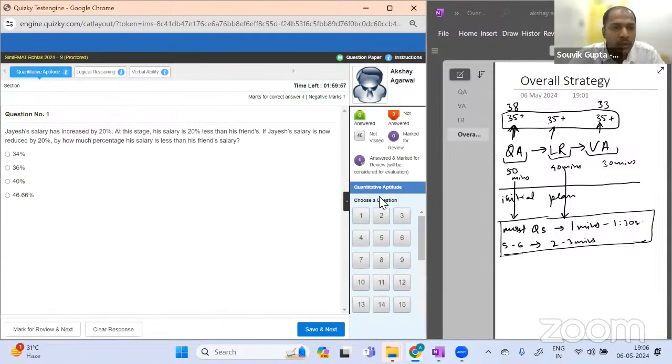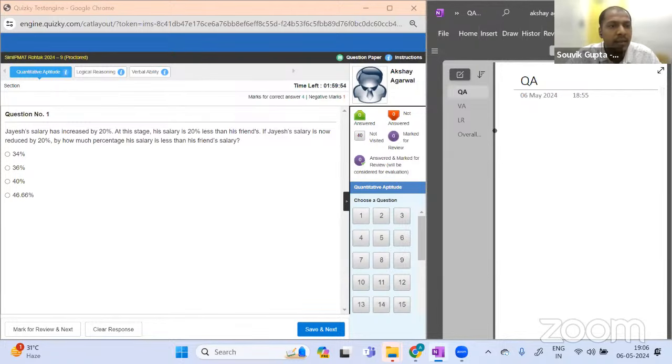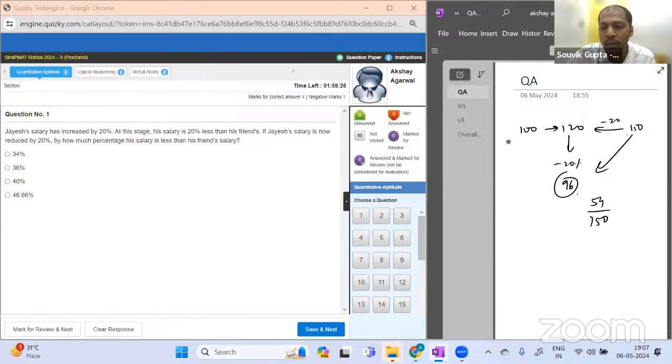I'm on the QA section. Jayesh's salary increased by 20%. At this stage, his salary is 20% less than his friend's. If Jayesh's salary is now reduced by 20%, by how much percentage is it less? Let Jayesh's salary be 100. It became 120, which is 20% less than the friend's salary, so the friend's is 150. Now this is further reduced by 20%, so it becomes 96. 96 is what percentage less than 150? 54 over 150, that is 108 by 3, which comes out to be 36%. This is option B. Moving on.